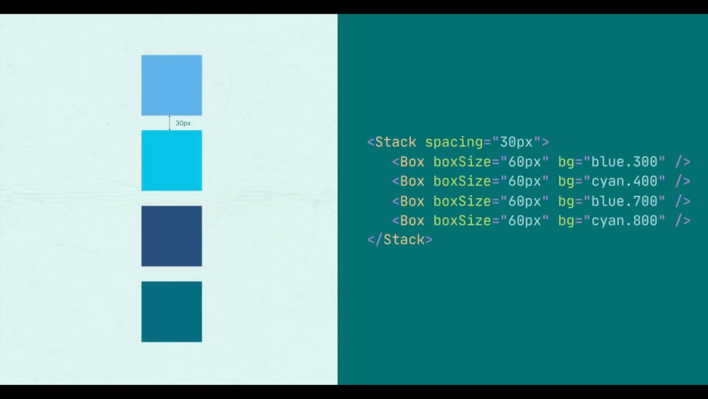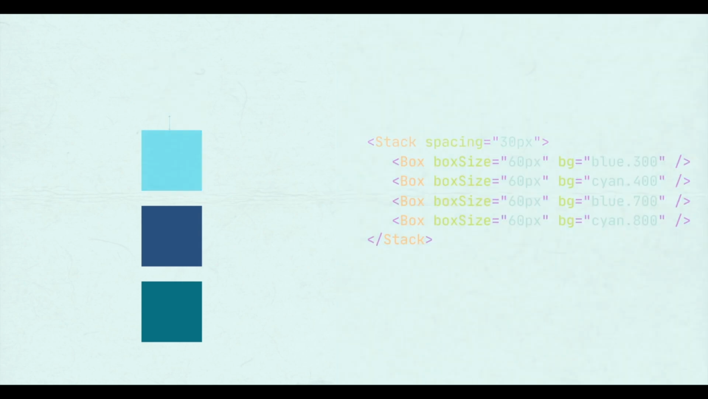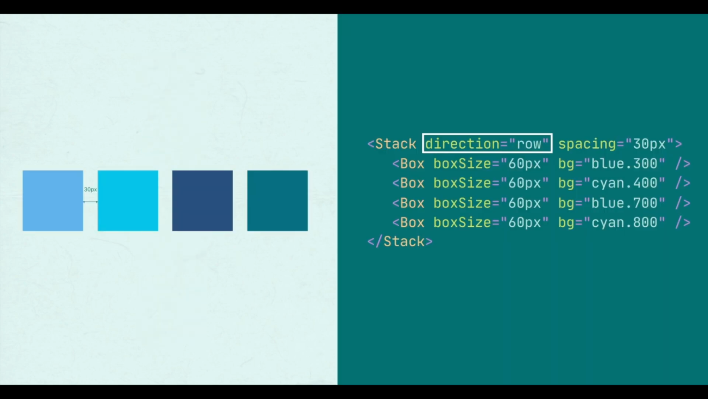Stack's default direction is column, which means the boxes will be vertically stacked. So, you only need to pass the spacing prop, setting its value to your desired spacing. To stack these boxes horizontally, set the direction to row and set the spacing.